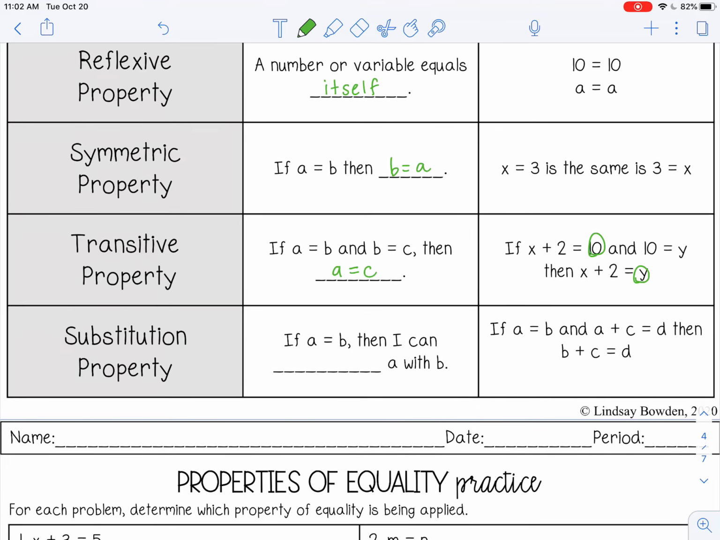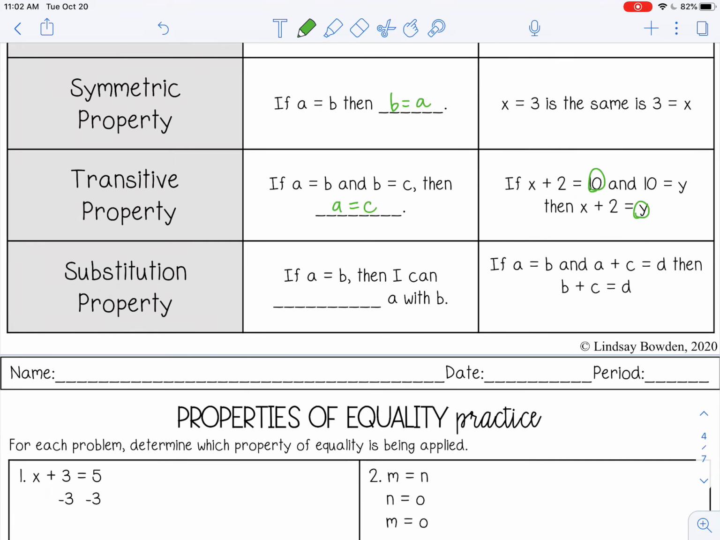And then the last one is the substitution property. If A equals B, then I can substitute A with B. So if A equals B and A plus C equals D, I can substitute out this A for this B because I know they're equal. And it doesn't change the value of the equation. It still keeps the equation true. I'm just substituting one value in for another because they're equal. And the substitution property is actually a special type of transitive property, so they are similar.